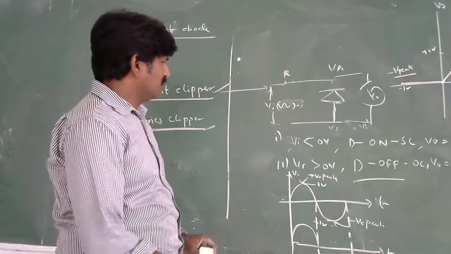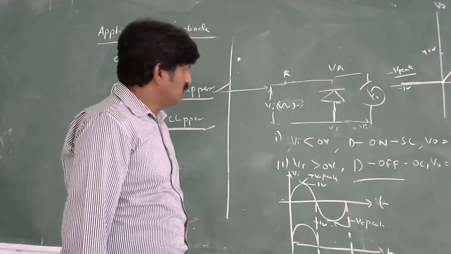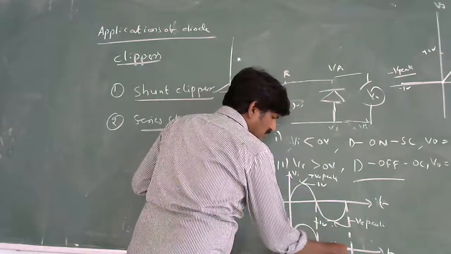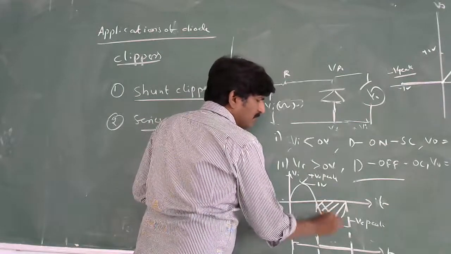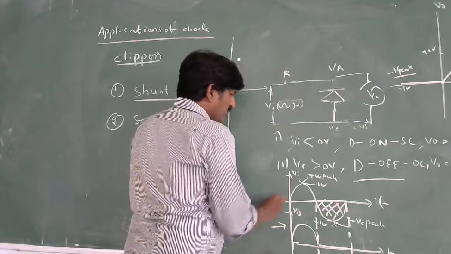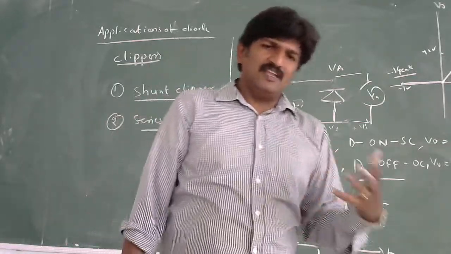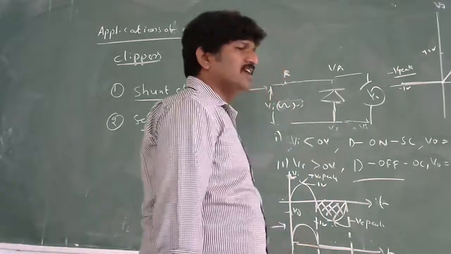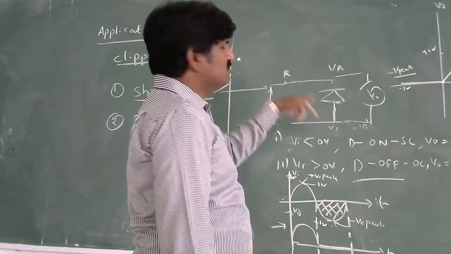Next, when Vi is less than 0, what is the output? It is 0. What portion was clipped off? This portion was clipped off. Here the output is V0, this is Vi. Actually, the input was having the positive cycle as well as the negative cycle. But the output is going to get only the positive one. The negative cycle is clipped off.